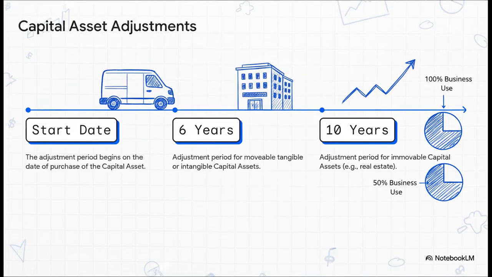Now for big-ticket items, what the rules call capital assets, things get a little more long-term. We're talking about a new delivery truck or maybe even an office building. For these, you have to keep track of how you use them for a long time, 6 years for movable things and 10 years for property. If the way you use it changes over that time, say it goes from 100% business use to only 50%, you have to go back and adjust the input tax you originally claimed.